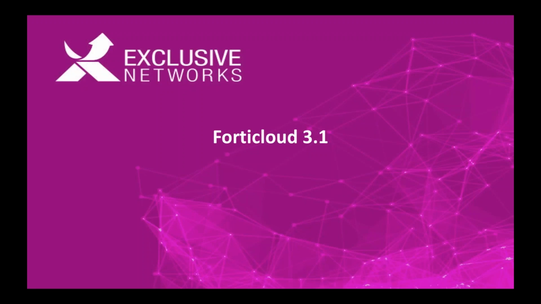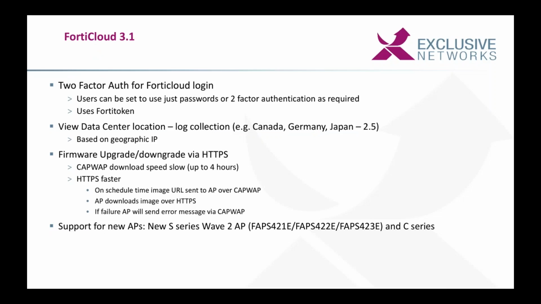So what's coming in FortiCloud in the new version, which is going to be 3.1, is two-factor authentication, so that would use the standard Forti token. As I've just mentioned, the data center location and log collection is going to be based on geographic IP. Again, this is for regulatory compliance. And then also the firmware upgrade is going to change from CAPWAP to HTTPS. So obviously HTTPS is a lot faster.